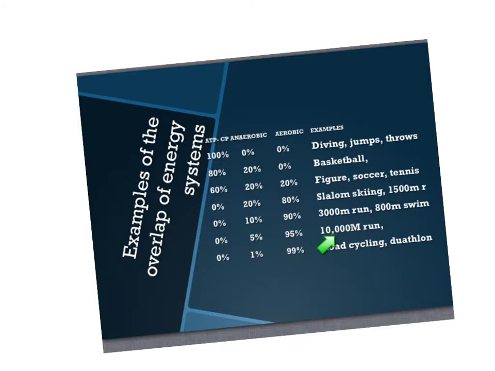Then if we look at, say, the 10,000 metre run or the 10K run, we're looking at about 95% aerobic and only 5% ATP-PC and lactic acid system. It must have some percentage because when we first start exercise, obviously we use a part of the ATP-PC system. So you'll see a lot of graphs like this, but just know they don't work in isolation. So whenever you see a zero, be critical of that.